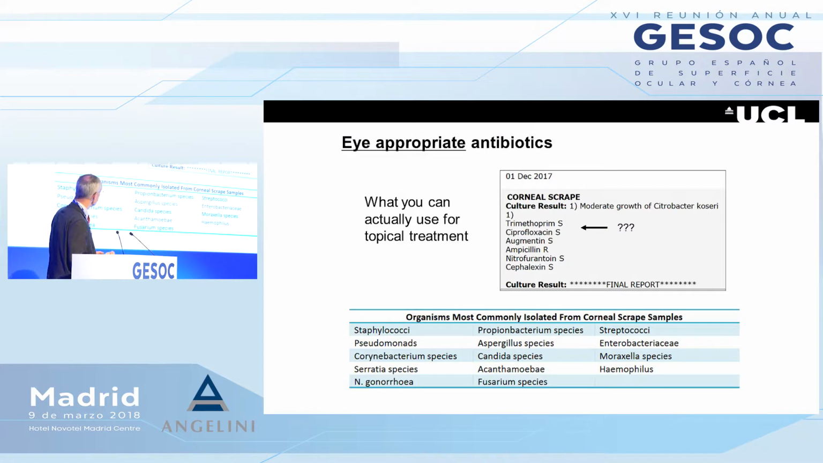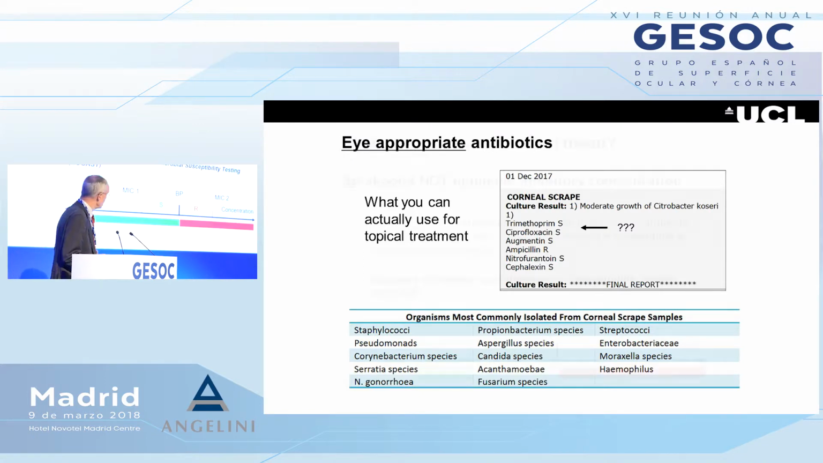For example, this one here, corneal scrape, Citrobacter was isolated, and because this is a common urinary tract infection organism, they provided a sensitivity screen appropriate for a urinary tract infection with augmentin, ampicillin, etc. So you need to speak to your bacteriologist to make sure you're getting an appropriate antibiotic spectrum for the common organisms that you see. You'll get a printout and it'll have these S's and R's.